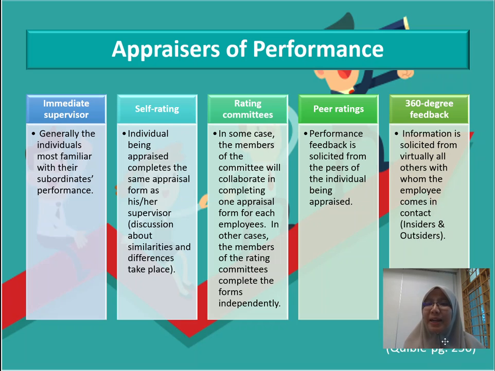And lastly is 360-degree feedback. For this one, information is solicited from virtually all others with whom the employee comes into contact. You have the immediate supervisor, your self-rating, rating committees, and peer ratings. This is what we call 360 degree. You have everything. So that's it for our video part 1, chapter 8 part 1. We are going to continue after this with another 2 videos. Okay, thank you.